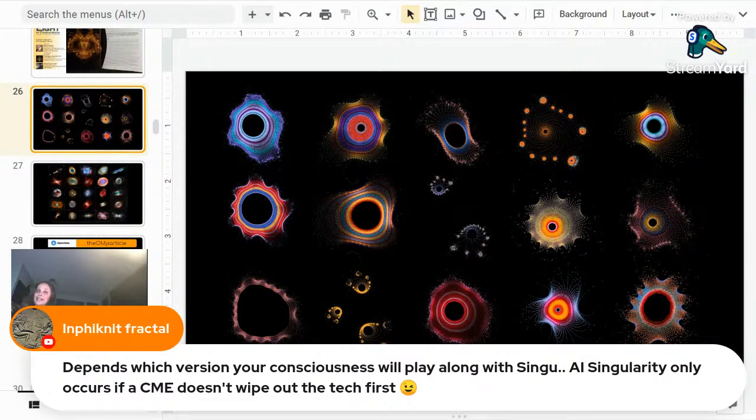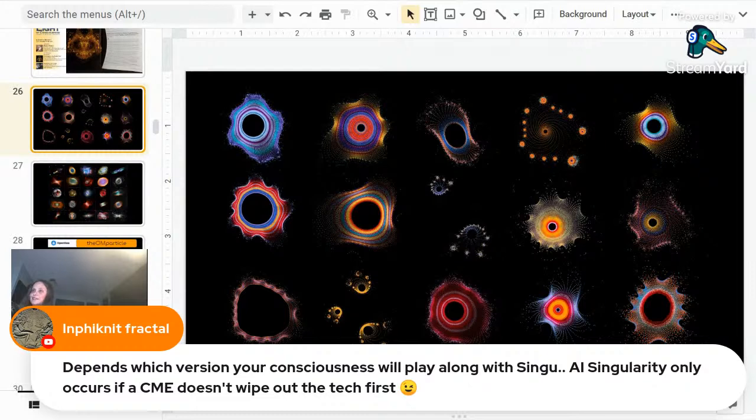Yeah. So it depends on which version of consciousness we'll play along with. I don't know what that is. AI singularity only occurs if the cosmic micro... What's CME? ...doesn't wipe out. Oh, okay. So right, if a blast from the sun doesn't wipe out technology first.